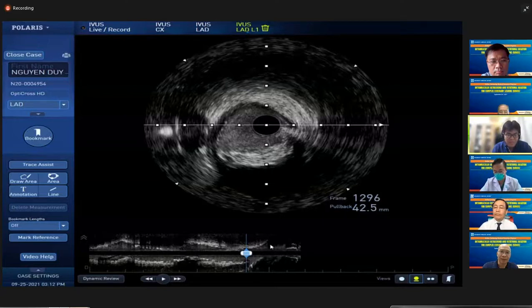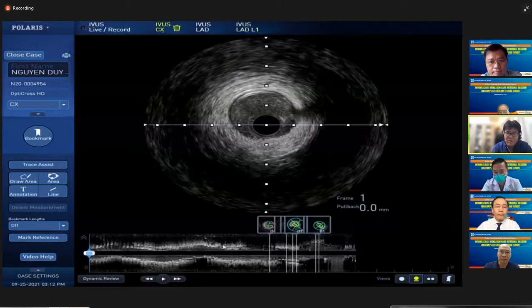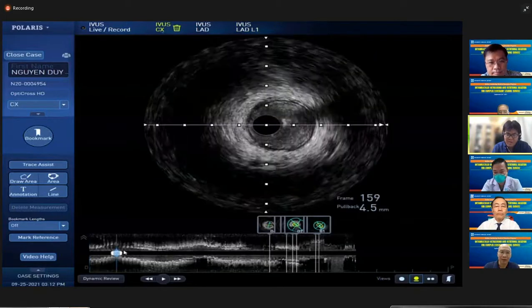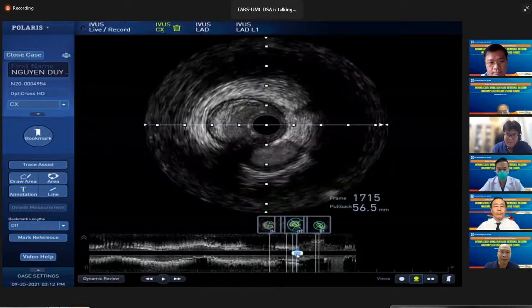Agree, Dr. Vũ. However, could you also tell us about the proximal region, the left main region? Could you show us the proximal and distal reference of the region? This is the circ ostium.